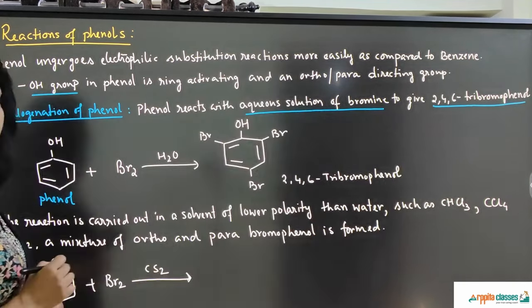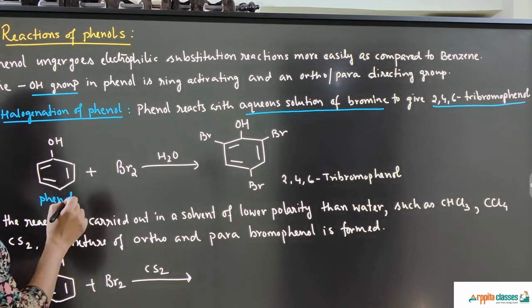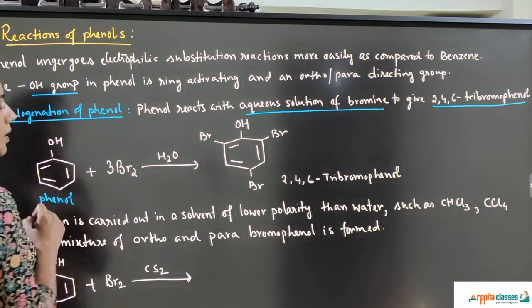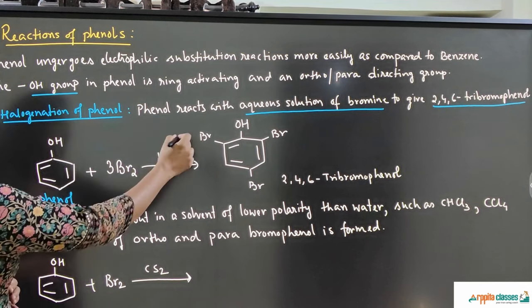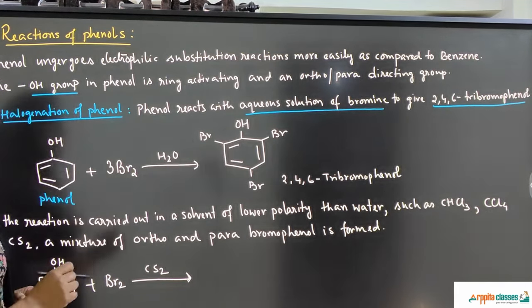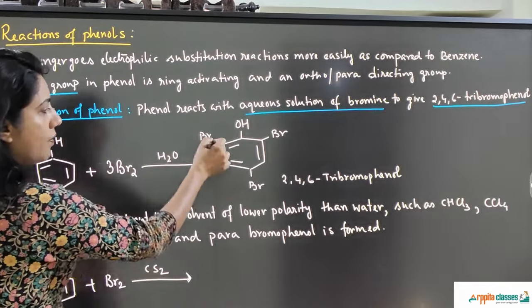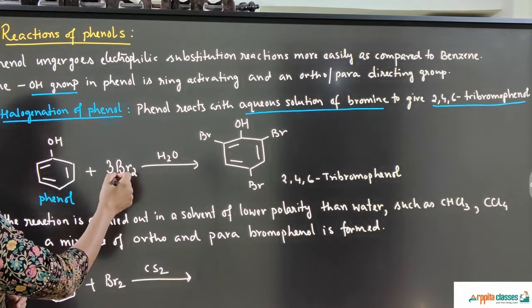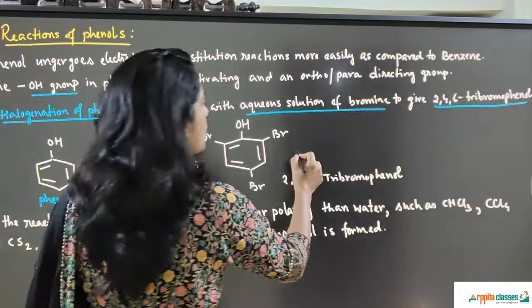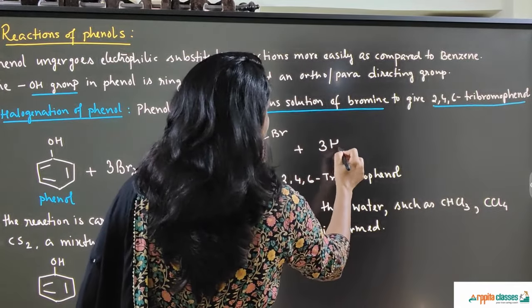Okay, now what is happening? We need 3 bromine, so I'll be writing 3Br2 over here. 6 bromine are there. So this 3 bromine will get attached to the benzene ring, and the hydrogen which are replaced from these positions will combine with another 3 bromine to give you the byproduct as 3HBr.